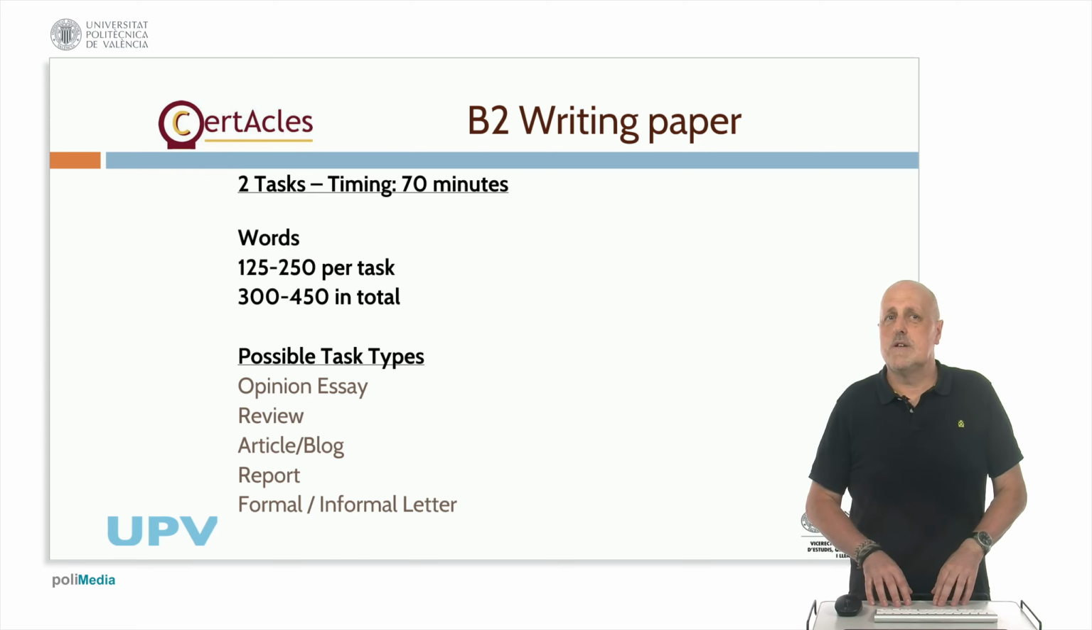The number of words. Here I've given you a range because the actual number of words may vary a little bit within those parameters. But the parameters will be these. Per task, it will be between 125 and 250 words. And in total, between 300 and 450. As I said, sometimes depending on where you take it, in which university, the range may vary a little, but it will always be within those parameters. The task types we're going to be looking at in a little bit. You have an essay, an opinion essay, a review, an article or a blog, a report, and a formal or informal letter. These are the possible task types that you may have. But as I said, we will be looking at those in a little bit.